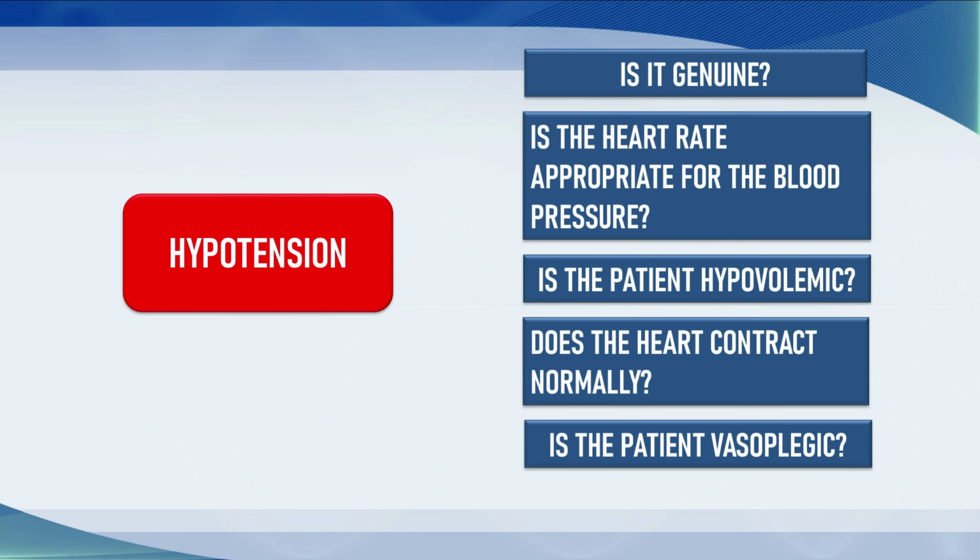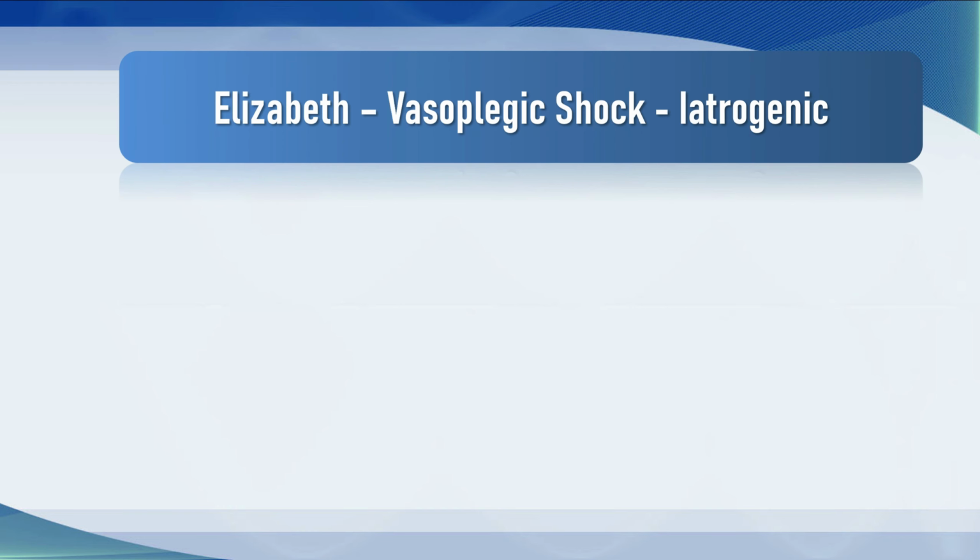In this situation, there are several things that could possibly be going on. It's definitely genuine hypotension. Her heart rate is appropriate. It's unlikely she's hypovolemic because she's just gone asleep for an elective operation. So there are two things that could be going on here. She could have abnormalities of cardiac contractility, or she could be profoundly vasoplegic. It's very likely that this is iatrogenic.